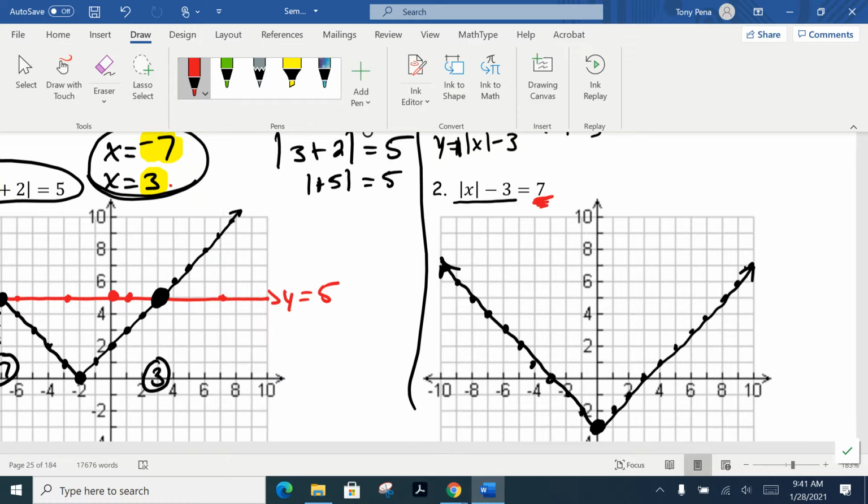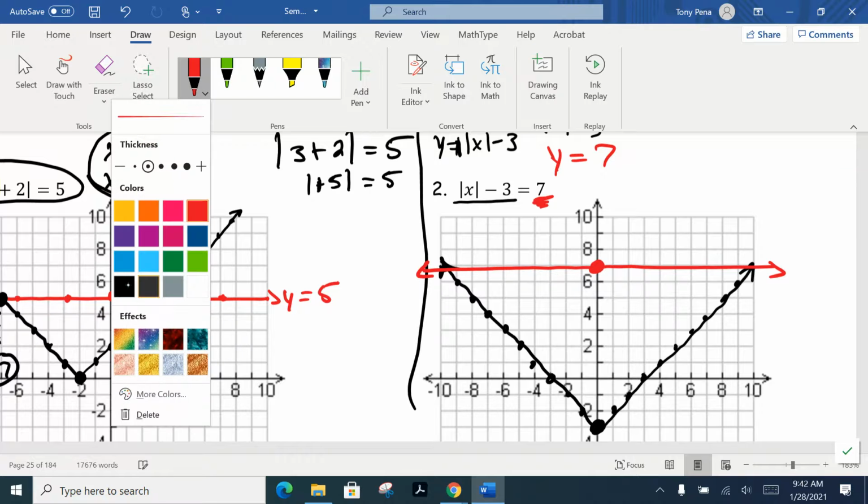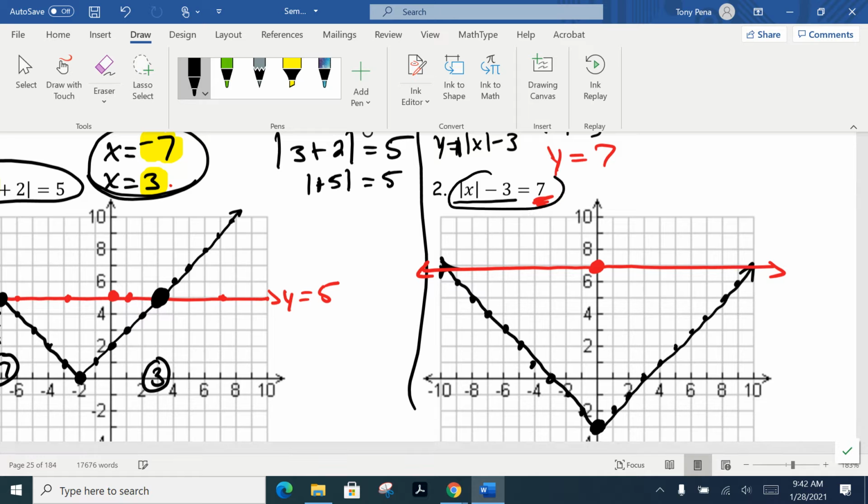The right-hand side is just a 7, so now we're going to graph the equation y equals 7. So all that means is I go to the y-axis at a positive 7, and we draw in a horizontal line. The solutions to this equation here is simply this intersection point right here, which is a positive 10.